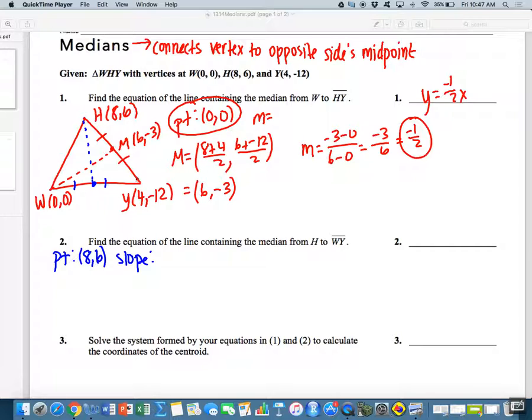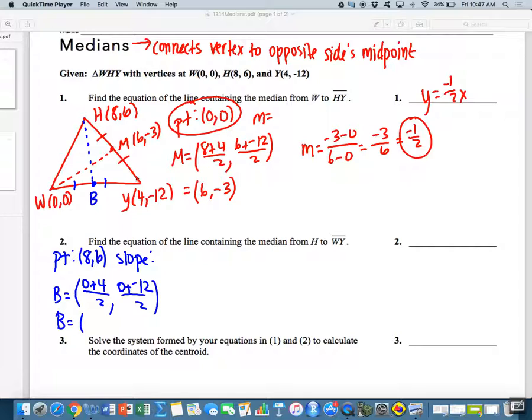Okay. What do I need to do next? Find the slope. Before that? Find the midpoint. So let's call it, I don't know, B. Don't call it M again, because you don't want to confuse yourself. Which 2 points am I going to use to find the midpoint B? W and Y. So add the x's, so 0 plus 4 over 2. Add the y's, so 0 add negative 12 over 2.